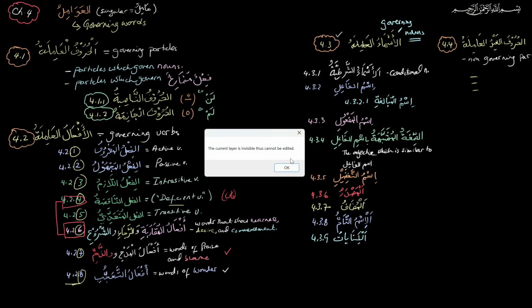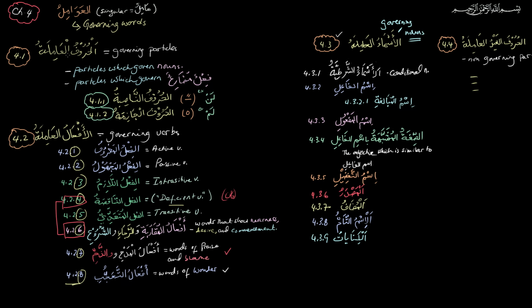governing words. These we're talking about in this chapter, all the governing words. So we first talked about al-huruf al-amilatu, governing particles. Then we talked about al-af'al al-amilatu, the governing verbs. And now we're talking about al-asma' al-amilatu, governing nouns. We already spoke about al-asma' al-shartiyatu, conditional nouns. That's what we did last time.